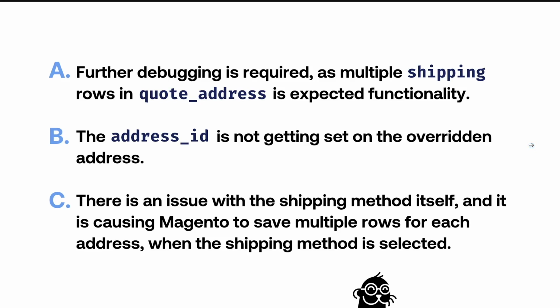We have the three options, starting with option A. Further debugging is required as multiple shipping rows in the quote address table is expected functionality. B. The address ID is not getting set on the overridden address. And C, there is an issue with the shipping method itself, and it is causing Magento to save multiple rows for each address when the shipping method is selected.